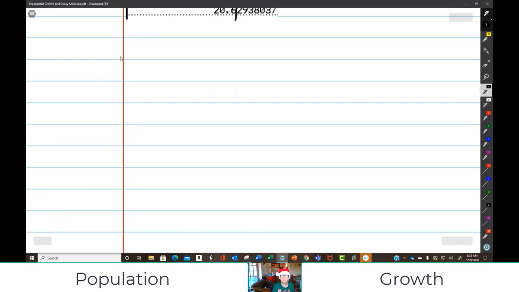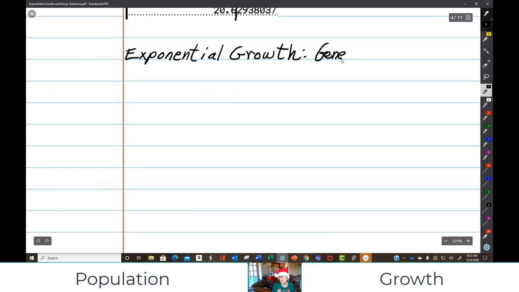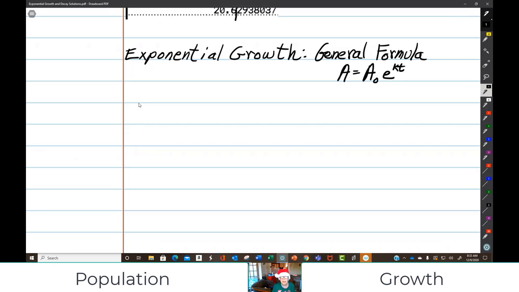Now here, and in the previous exponential growth problems, the general formula for exponential growth is A equals A naught e to the kt, where k is a positive number. That's the growth rate. K is the growth rate.